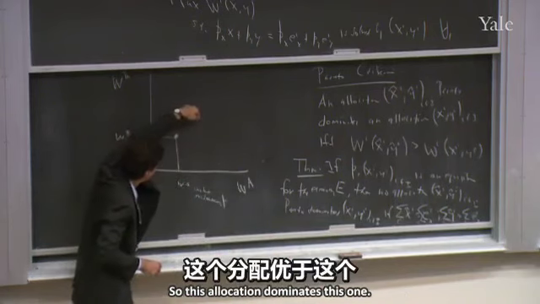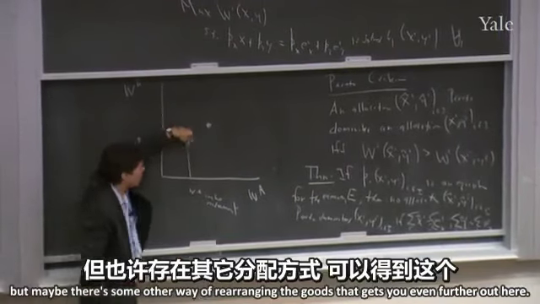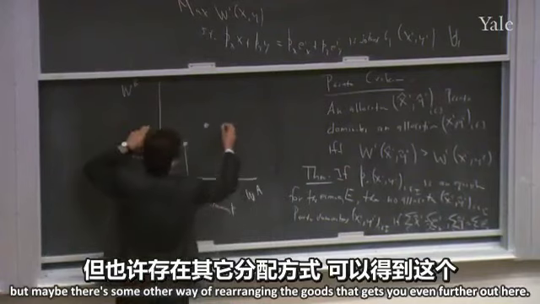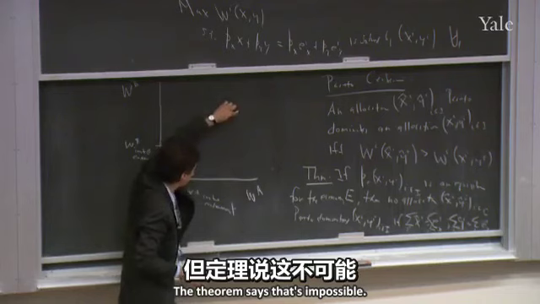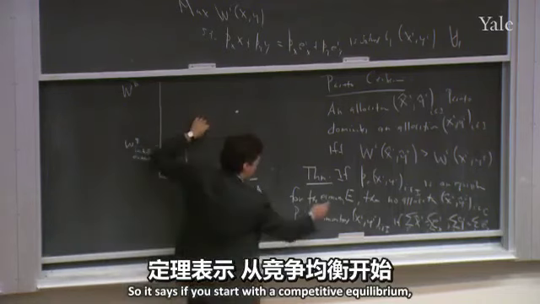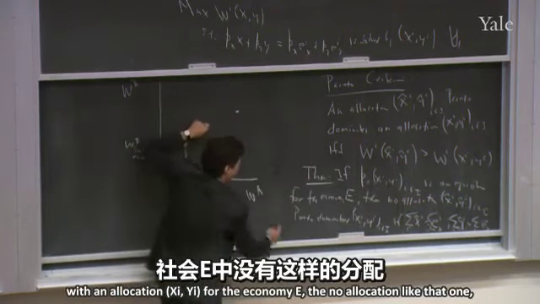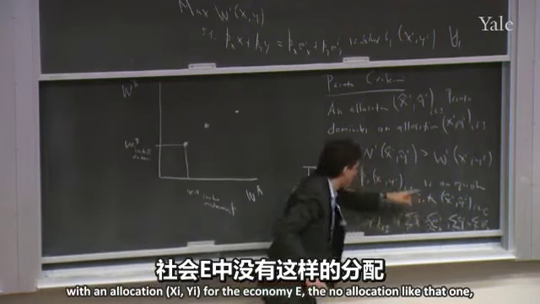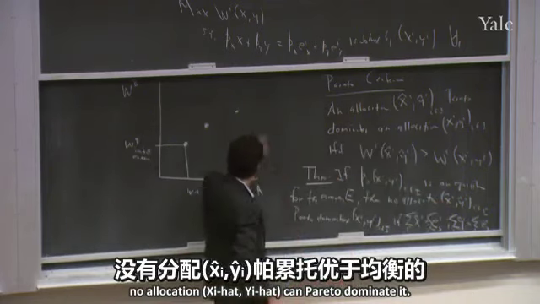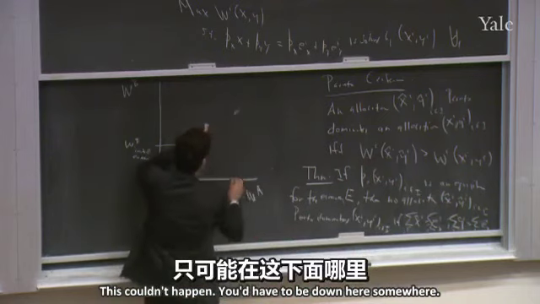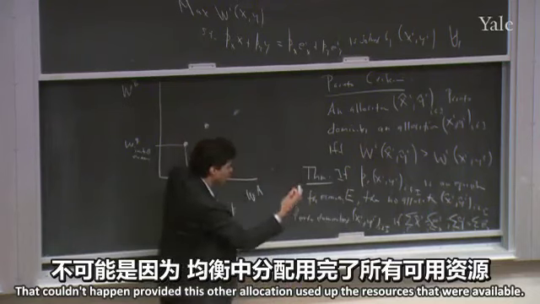So this allocation dominates this one. The competitive equilibrium dominated the initial endowment. But maybe there's some other way of rearranging the goods that gets you even further out here. So the theorem says that's impossible. It says if you start with a competitive equilibrium with an allocation xi, yi for the economy E, then no allocation, like that one, no allocation xi hat, yi hat, can Pareto dominate it. This couldn't happen. You'd have to be down here somewhere. That couldn't happen provided this other allocation used up the resources that were available.